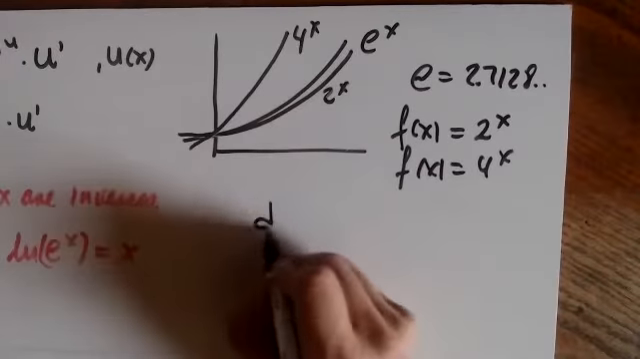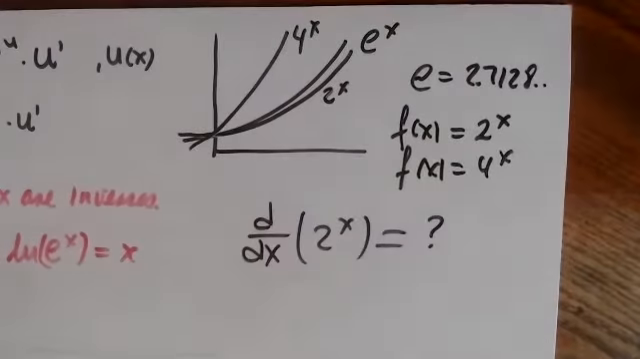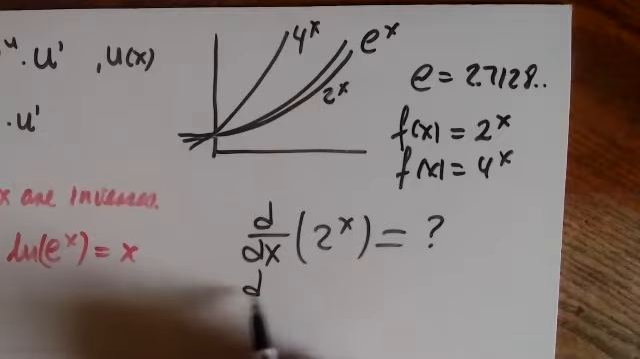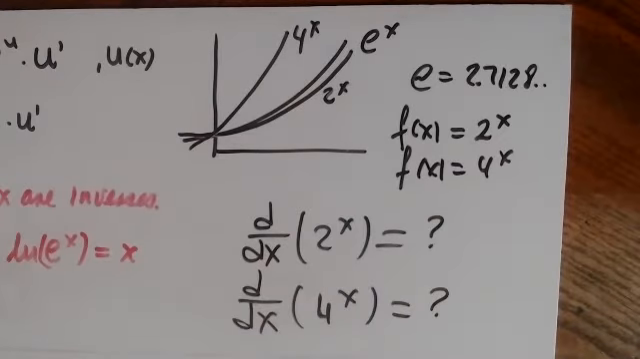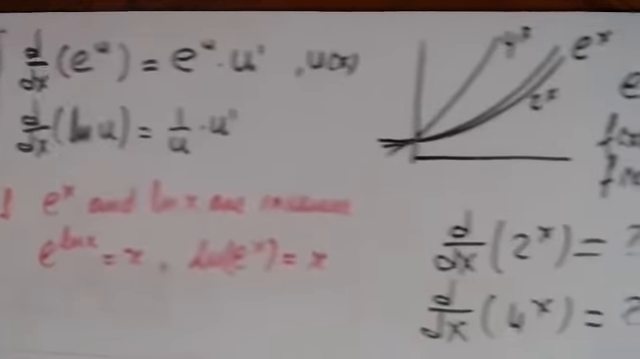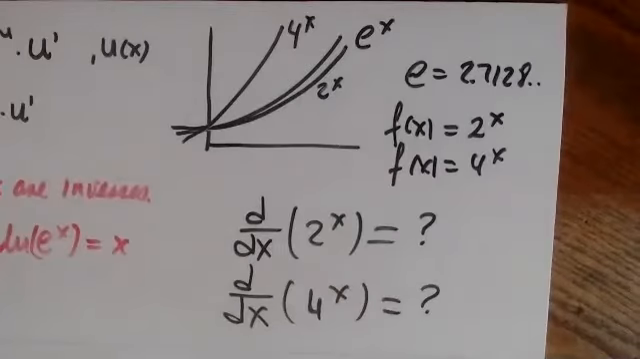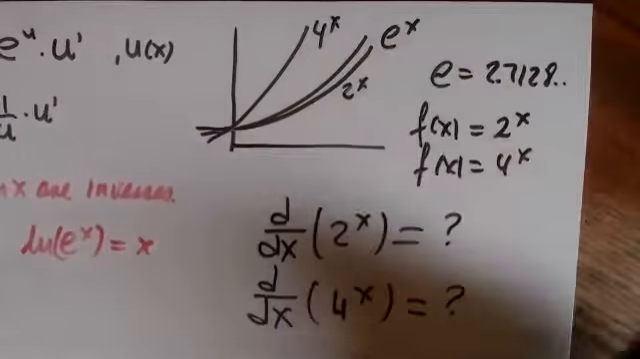But the situation is, how do we get, for instance, the derivative of 2 to the x? What is the derivative of 4 to the x? What happens with these derivatives? This is what we are going to discover today. So we are going to use these formulas, these properties, in order to find these derivatives. This is what we are going to do today.